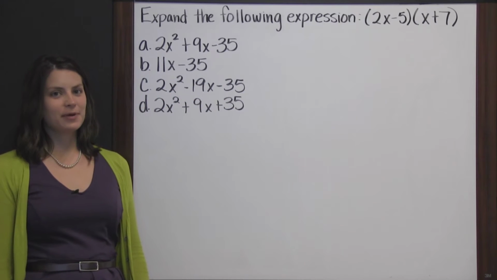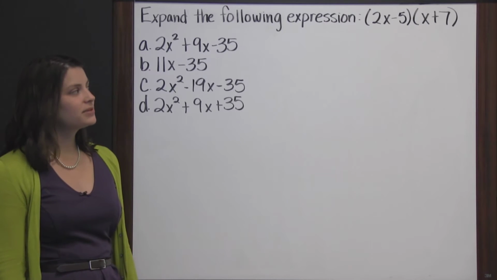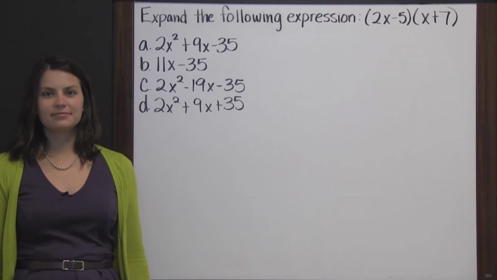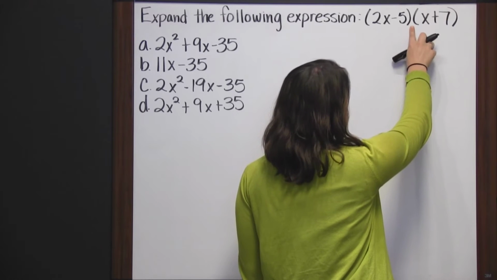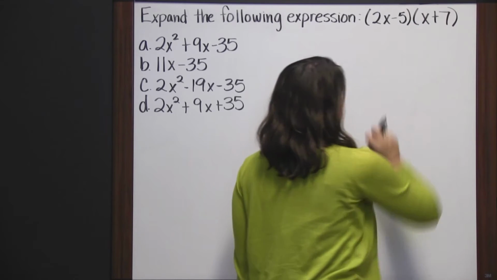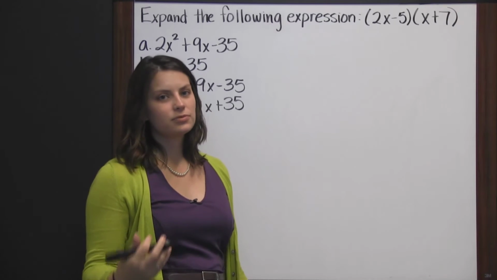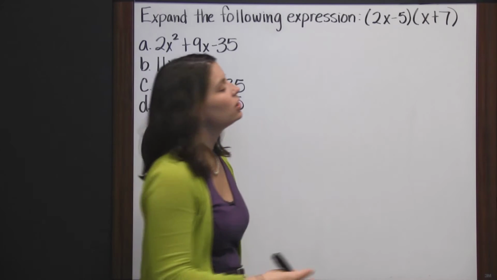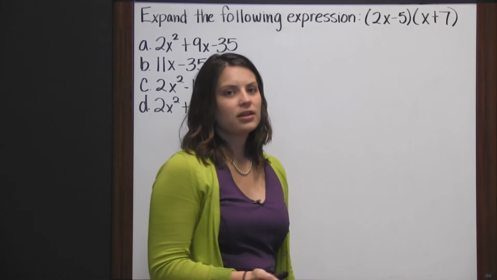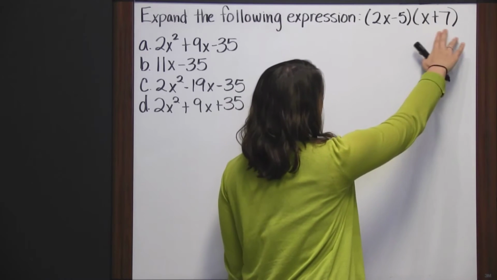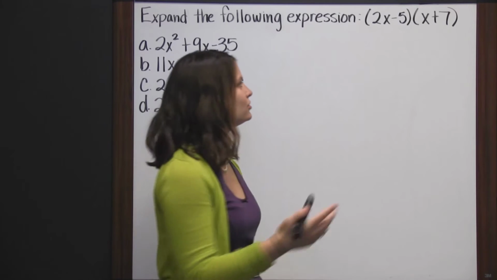Expand the following expression: the quantity 2x minus 5 times the quantity x plus 7. And we know it's multiplication because there is no other operator symbol between these two sets of parentheses. There's no addition sign or subtraction or division, so it's simply understood that we're multiplying these two binomials together. And a binomial just means two terms.